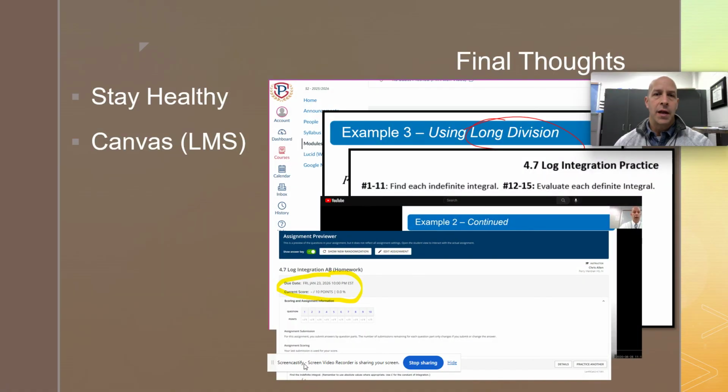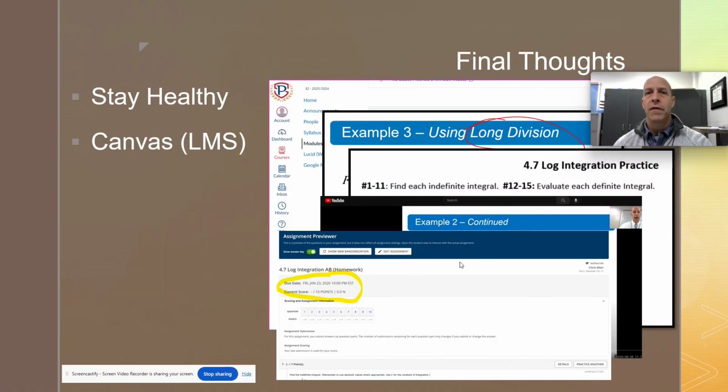And then finally, this week and most weeks, I give them one WebAssign assignment. Here you can see that this is a WebAssign assignment on 4.7. The due date is Friday at 10 o'clock, etc. So that's in addition to the practice worksheet they get in class.